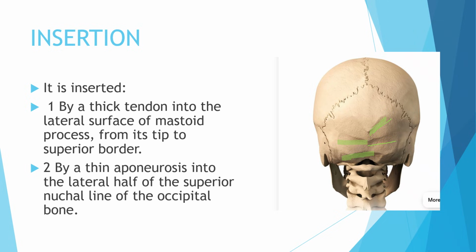First, it is inserted by a thick tendon into the lateral surface of the mastoid process, then by a thin aponeurosis into the lateral half of the superior nuchal line of the occipital bone. So here you can see this is the superior nuchal line. So this muscle is inserted on the lateral half of the superior nuchal line and on the mastoid process. So this is the mastoid process. So in these two places it is inserted.